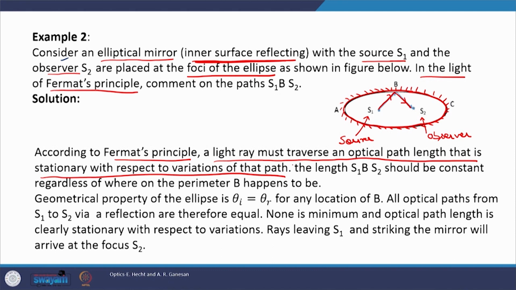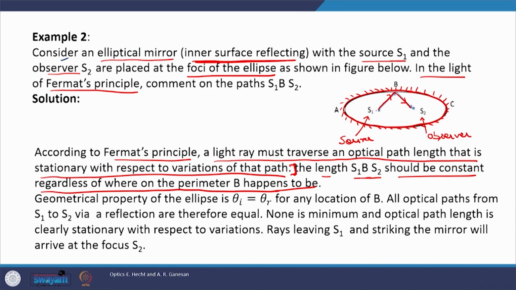Now, the length S1 B S2: the ray is starting from S1, going to B and then coming back to S2. The length S1 B S2 should be constant regardless of where on the perimeter B happens to be. What this statement says is that the path length S1 B S2 should be constant irrespective of the positioning of point B, irrespective of the point of reflection.